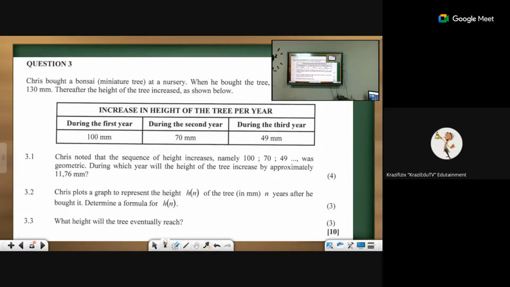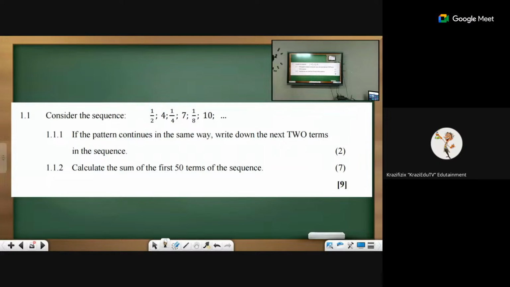Application. I'm not going to explain this. I want you to try this. Read this. Application talks about a tree growing, a bonsai tree. Then we take the last one. Thank you, sir. We have the last one. Look at 1.1.2. 7 marks.